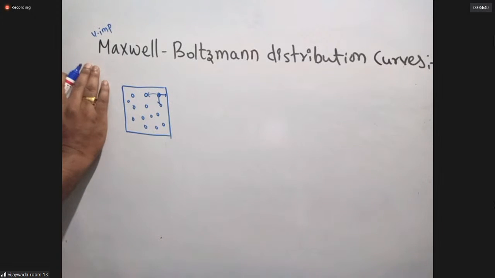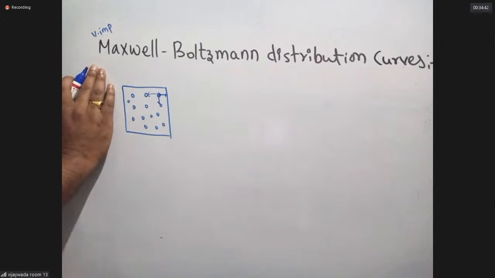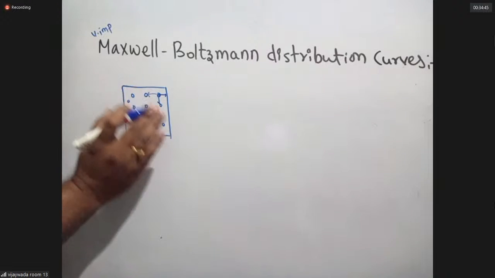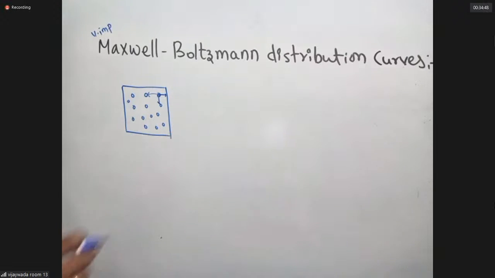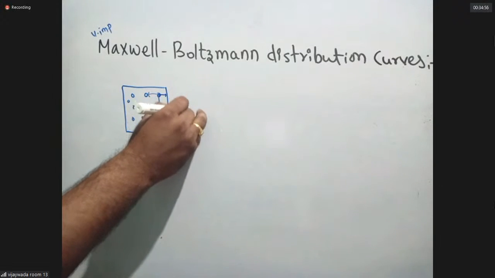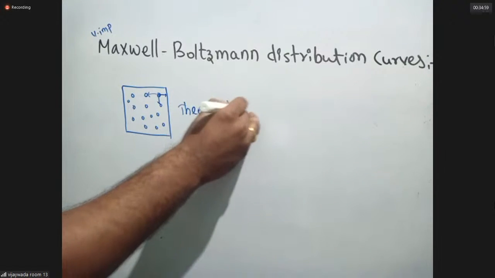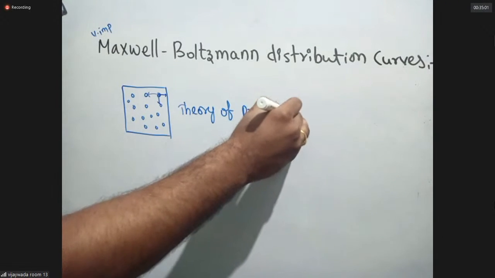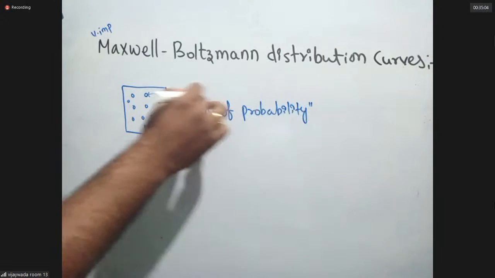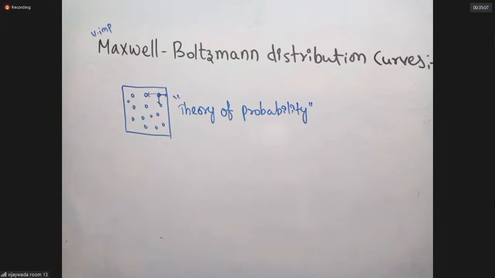Students, Maxwell and Boltzmann studied the velocities of gas molecules with the help of mathematics. They applied the theory of probability. In 10th class, we studied the probability chapter in mathematics. The same concept they applied for gases. So it is completely probability.